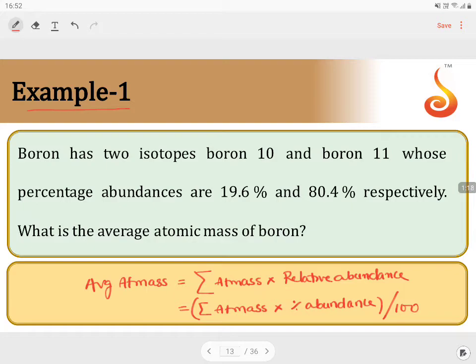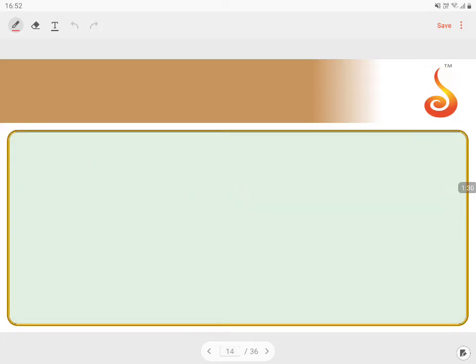Our example number 1: boron exists in two isotopic forms, boron 10 and boron 11, where the boron 10 abundance is 19.6% and boron 11 is 80.4%. Now what is the average atomic mass? Let us go to this particular one. Boron is existing in two ways, B10 and B11. As we know, this is given as 19.6 percent and this is given as 80.4 percent.